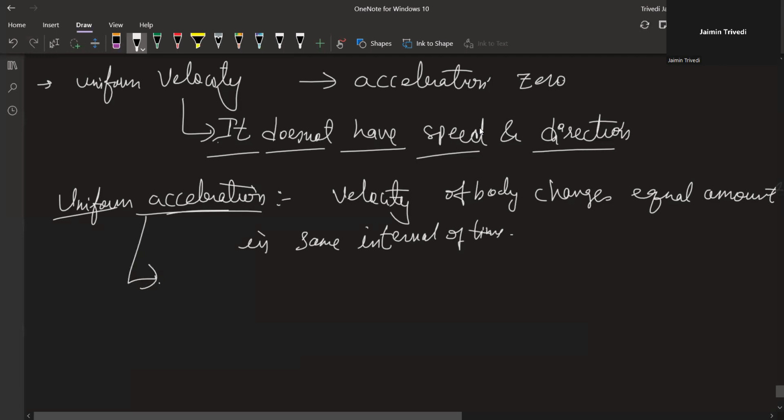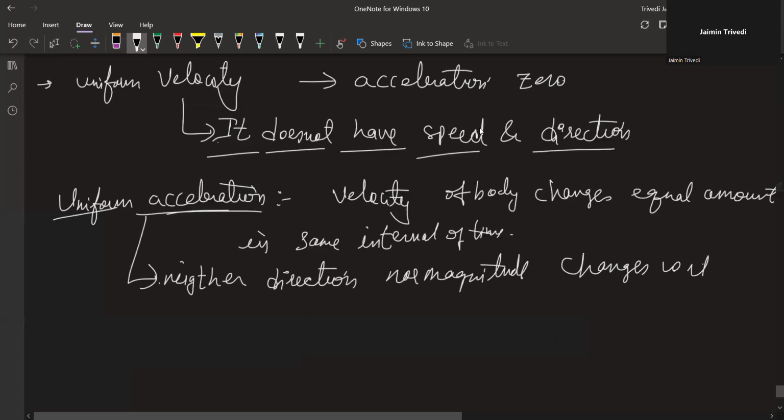So when acceleration is uniform, neither its direction nor its magnitude changes with respect to time.